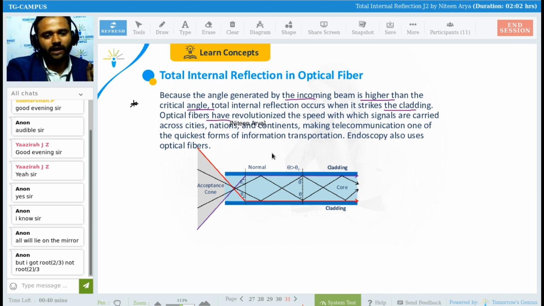Optical fibers have revolutionized the speed with which signals are carried across cities, nations, and continents, making telecommunication one of the quickest forms of information transportation. An endoscope also uses optical fiber. Endoscopy is a procedure in which a simple wire containing a small camera is put inside the human body. Then we can find cancer tissue, or any tissue which is not working properly, or any cause which is going to harm the human body. Clear? So that is endoscopy.